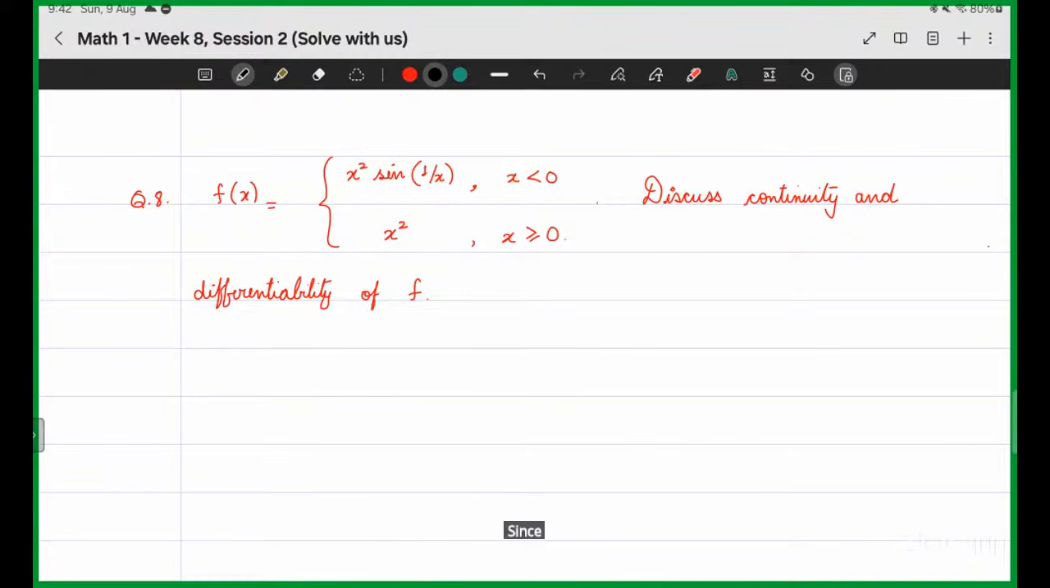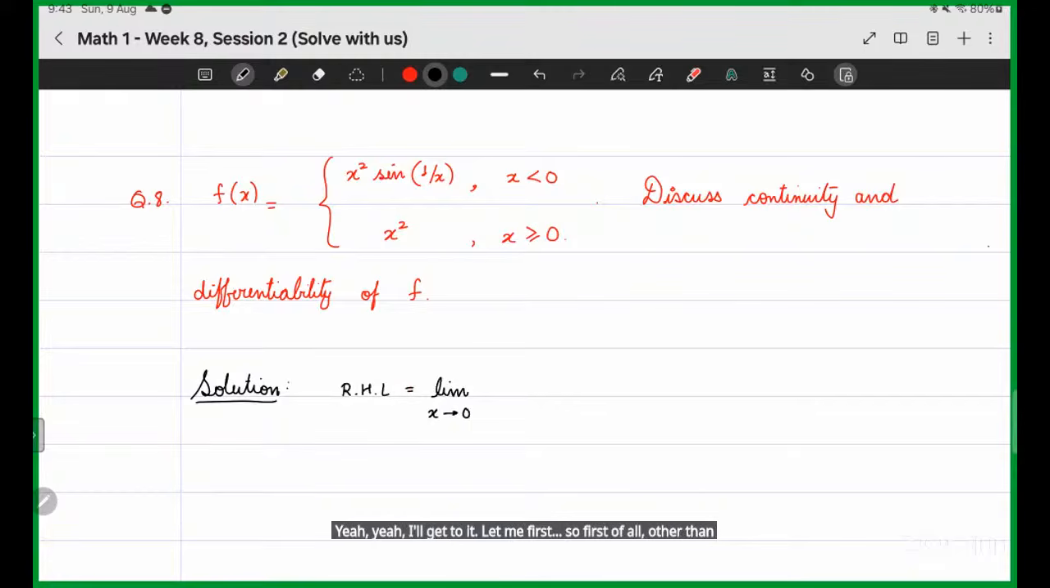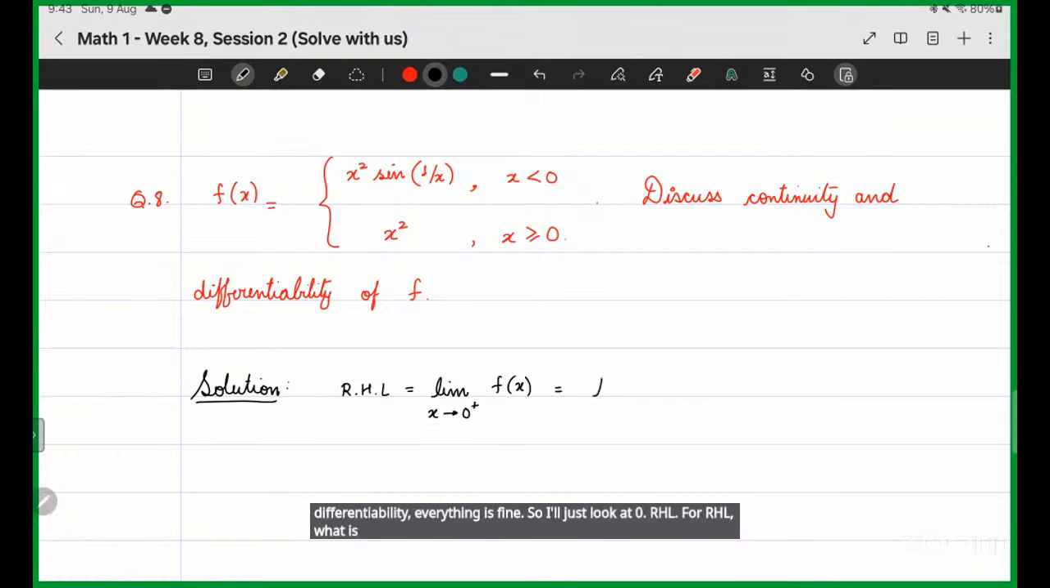Since we are a little bit short on time, sir, can we use 1 by x in the denominator? We can do this by the squeeze theorem, the sandwich theorem you can use. So that's what we will do. x will tend to 0. I'll get to it. Let me first say, other than x equal to 0, everything is fine. Continuity, differentiability, everything is fine. So I'll just look at 0. RHL. For RHL, what is the behavior of the function to the right of it?